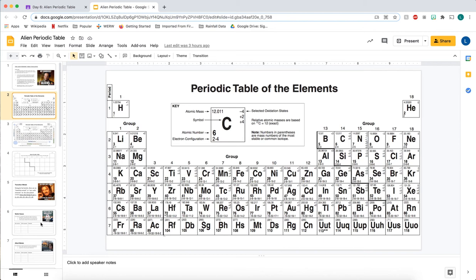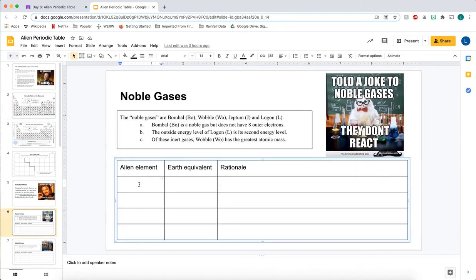So I can come back to my table. The alien element, Bomble, is the same as our helium.